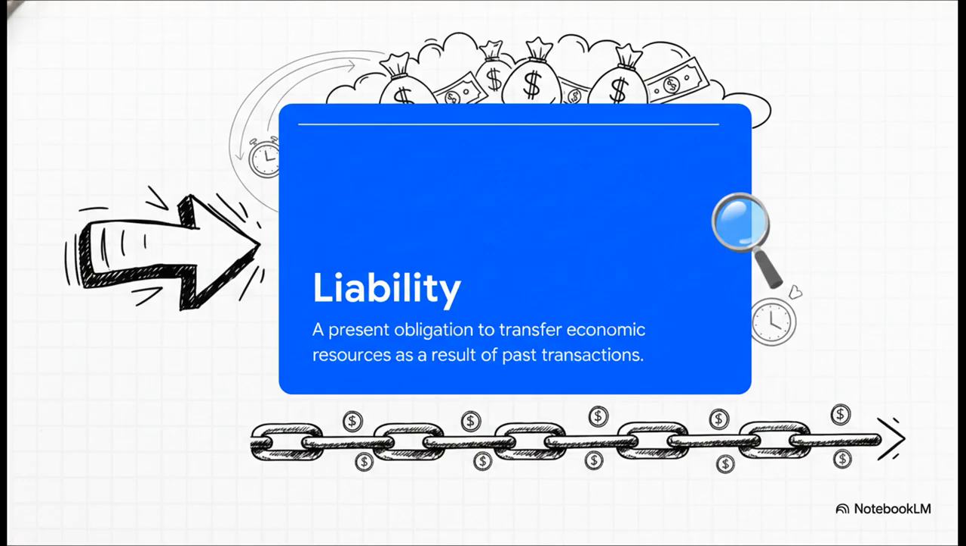Let's break that down because those words matter. Present obligation, that means the company owes it right now, today, and past transactions means something already happened that created this obligation. It didn't just appear out of thin air.